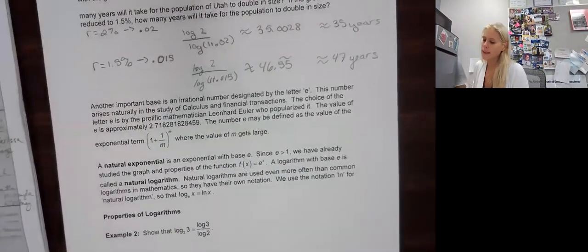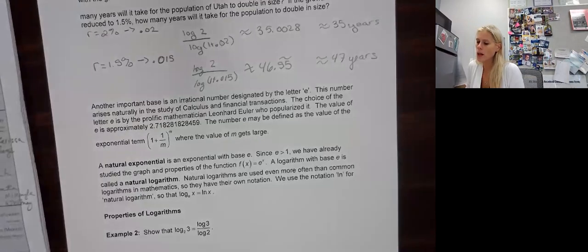Another important base is an irrational number designated by the letter E. This number arises naturally in the study of calculus and financial transactions. The choice of the letter E is by the prolific mathematician Leonhard Euler, who popularized it.